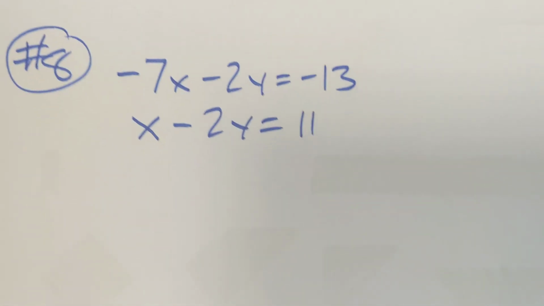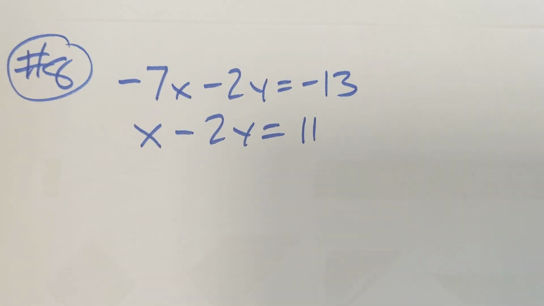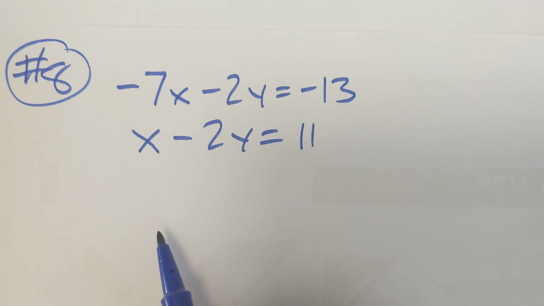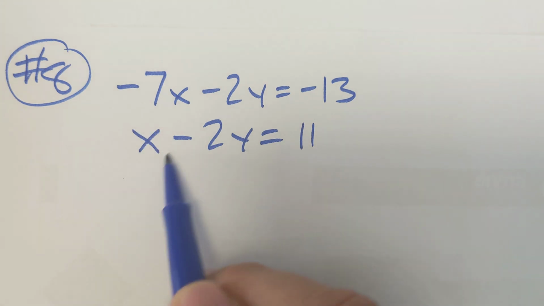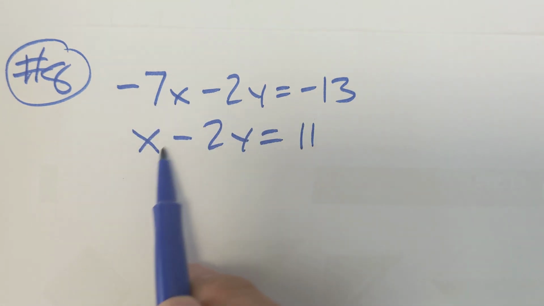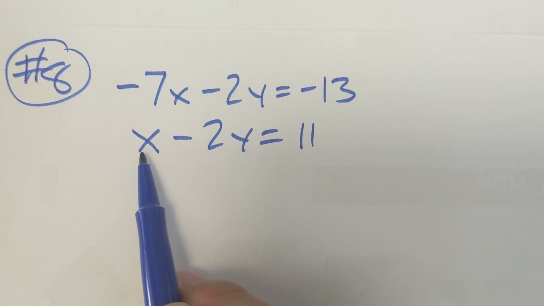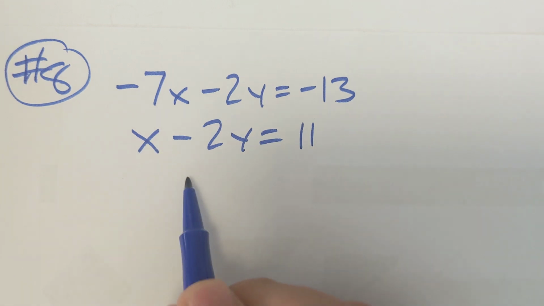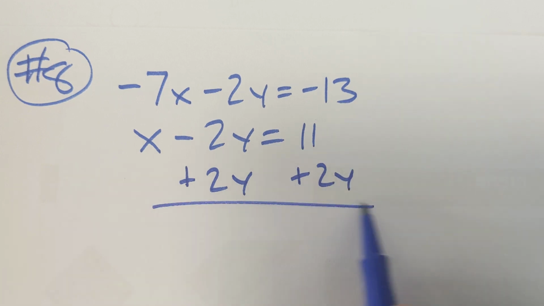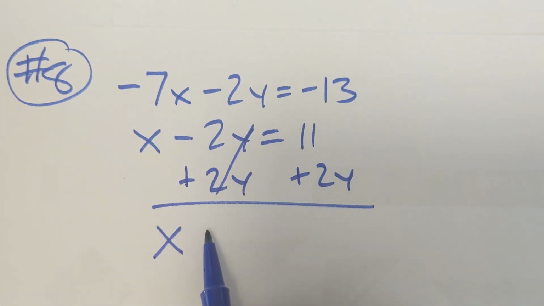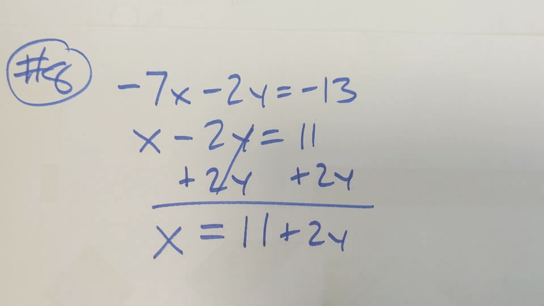All right, here's number 8 on the substitution side of the review. Okay, in this case, we do need to isolate a variable. They didn't give one for us there. So in this case, I would definitely pick x right here. Of all these variables, this is the one that's already a single variable. And because of that, it'll just take one step, which is, let's get rid of this minus 2y. So I add 2y to both sides. I get x isolated, and I get 11 plus 2y on the other side.